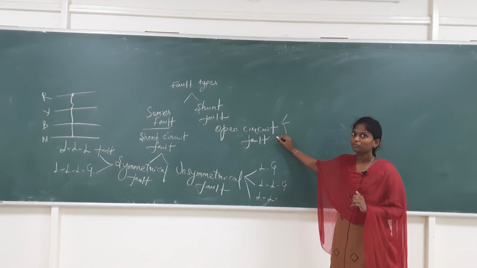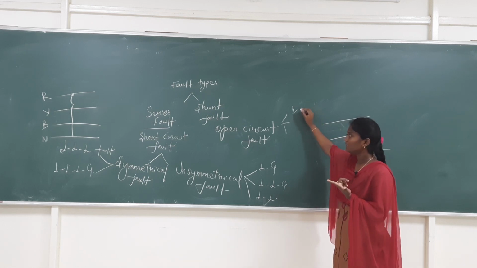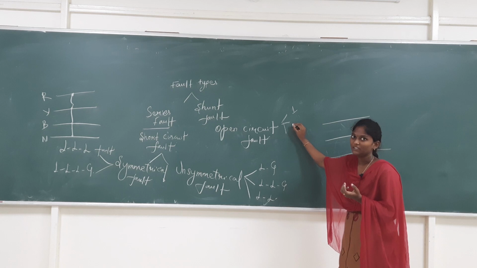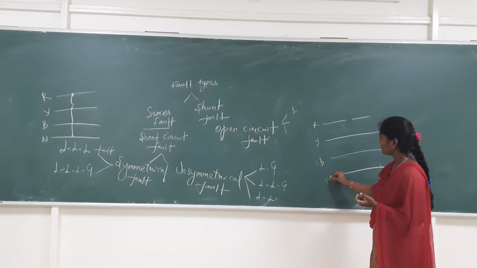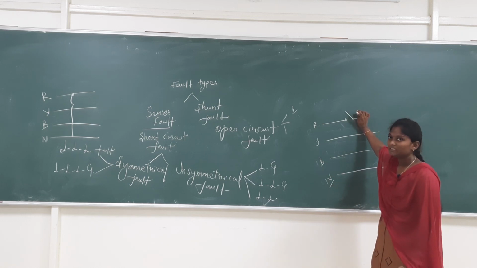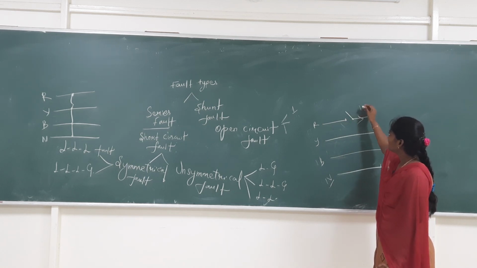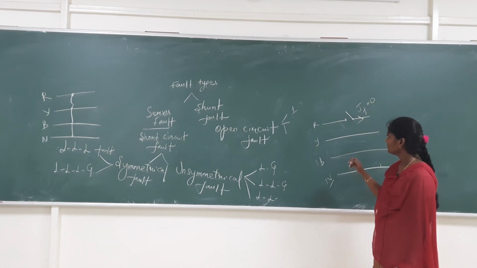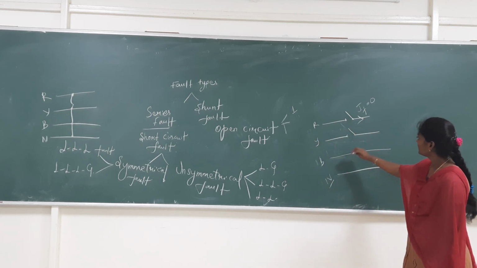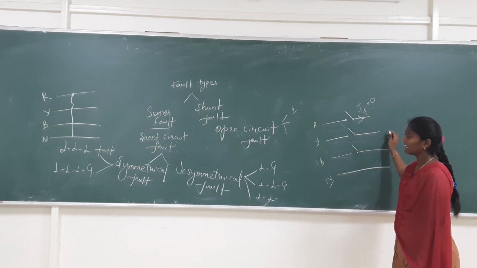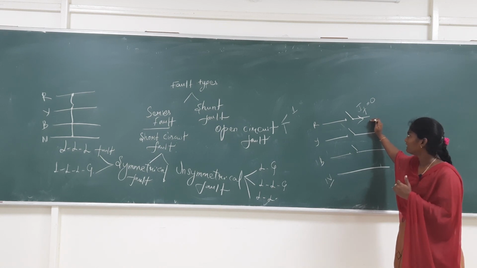Coming to open circuit fault, I am considering a three line system. It may be one line open circuited, two lines open circuited, or three lines open circuited. If one line, say R, is open circuited, there is no current flowing through the R phase, so the fault current IF is equal to 0. Since the fault current is 0, the electrical device won't be affected by the fault current.